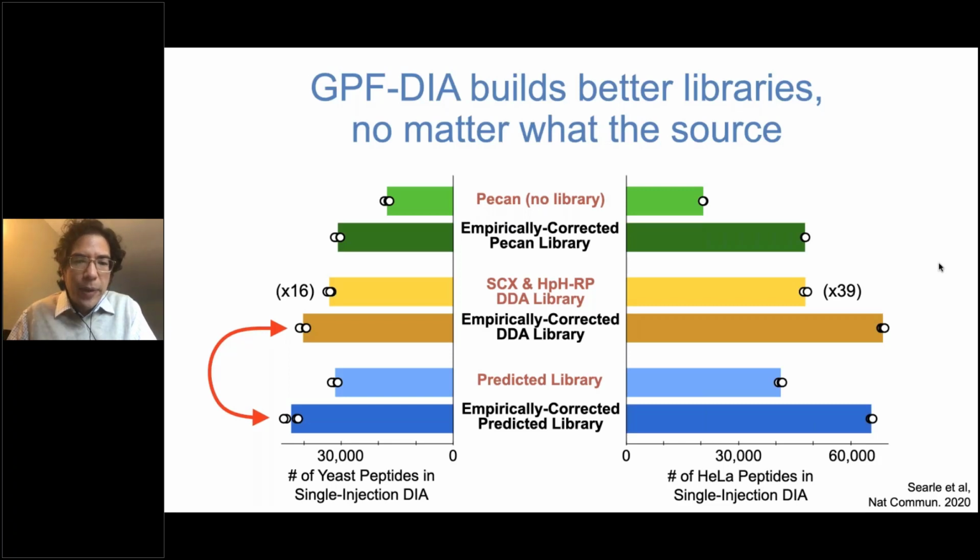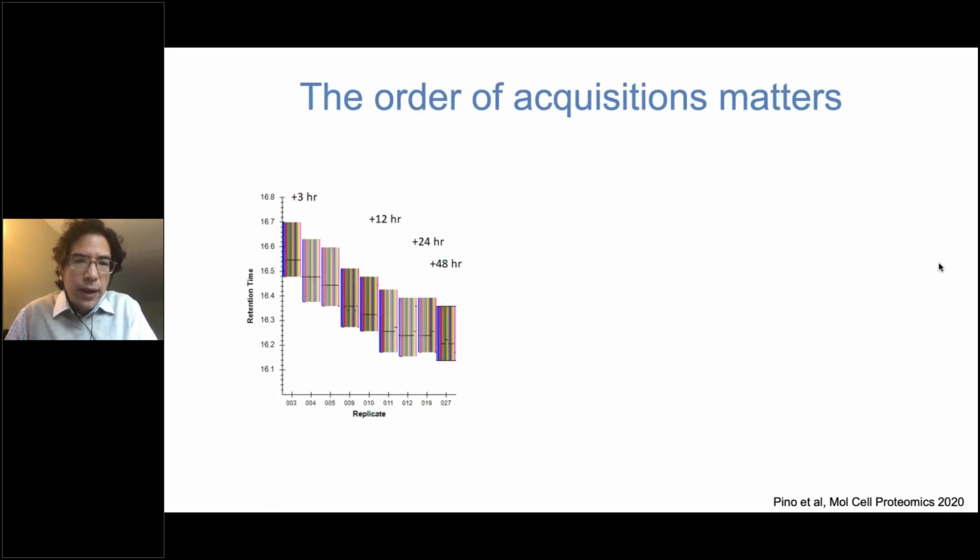In this case, being able to do this from just the empirically corrected predicted library actually only uses 6 DIA runs. So this is a really powerful method for generating libraries with very little effort involved. So how do you build these libraries?